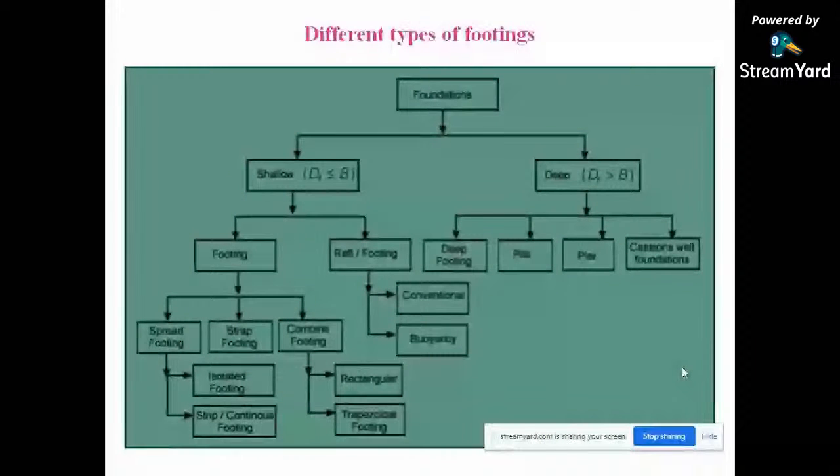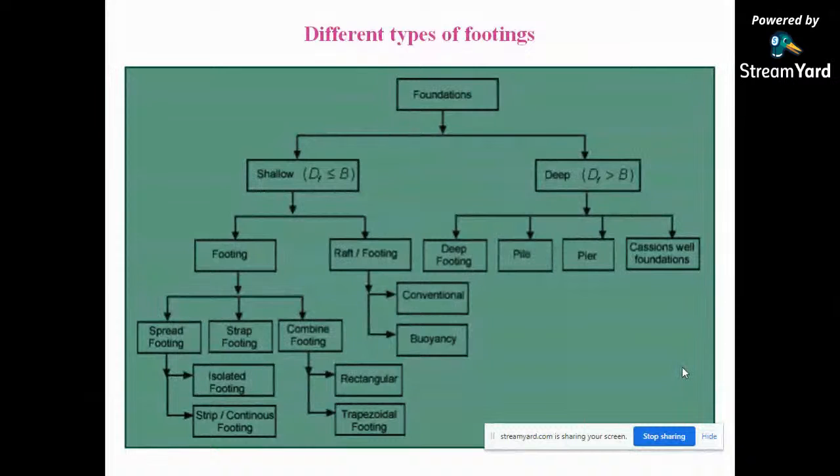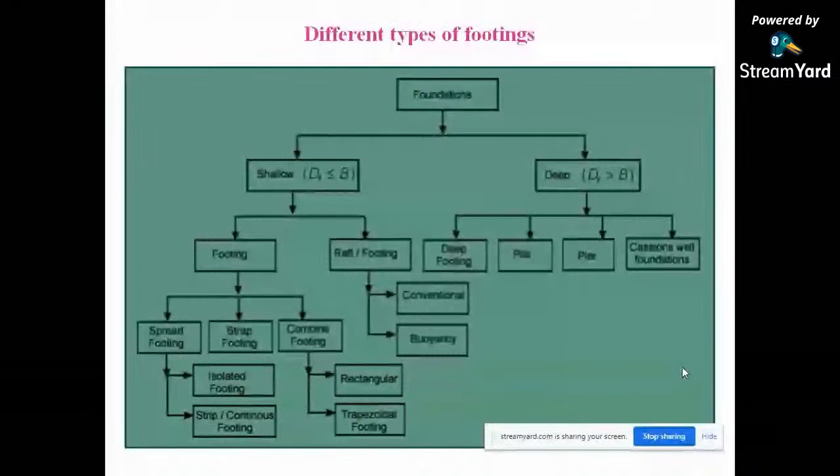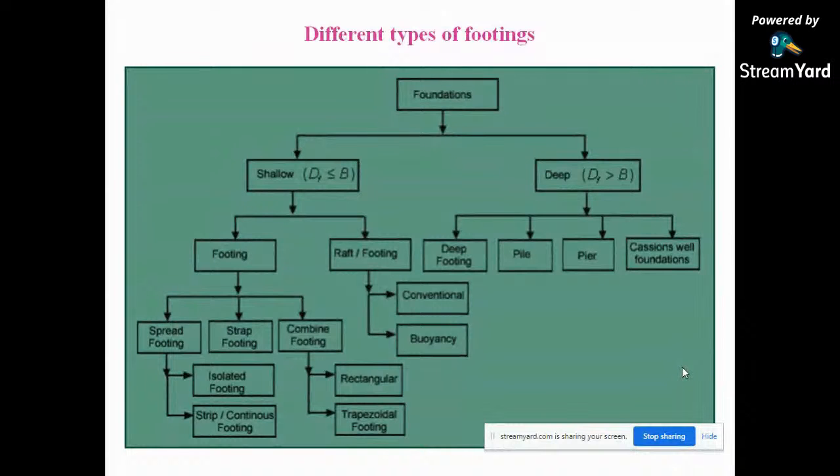In shallow foundations we have a lot of varieties. First there is footing and another is raft or mat footing. In footing we can give spread footing, strap footing, combined footing. If you go for spread footing, there are again two types: one is isolated footing, another is strip or continuous footing. If you go for combined footing, you have rectangular footing and another is trapezoidal footing.